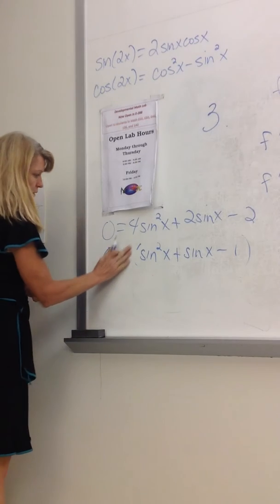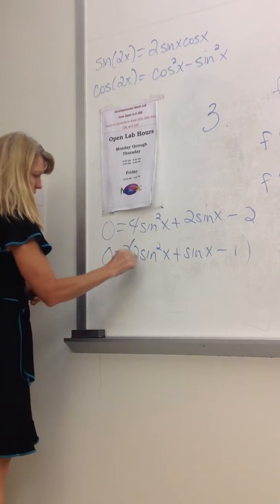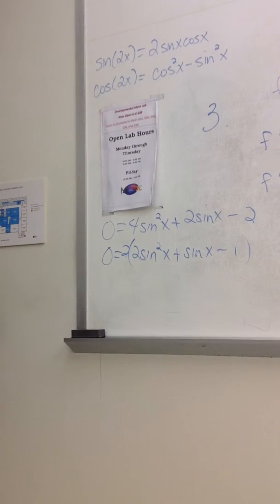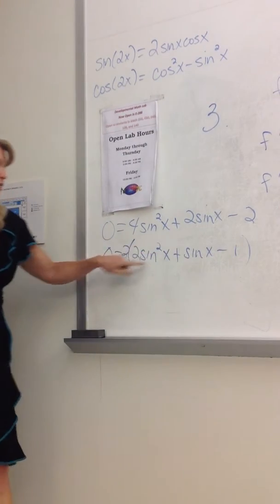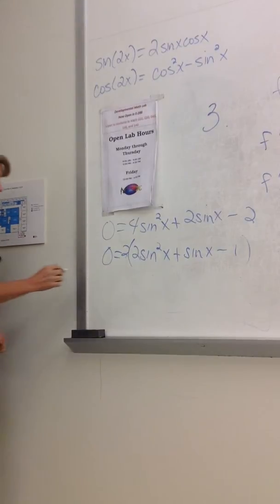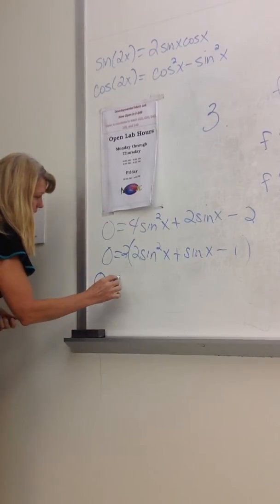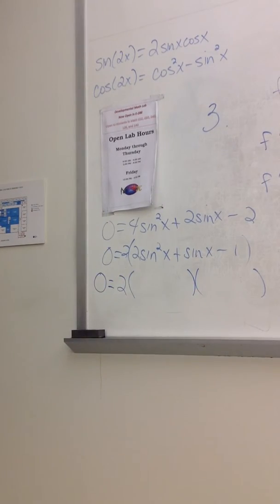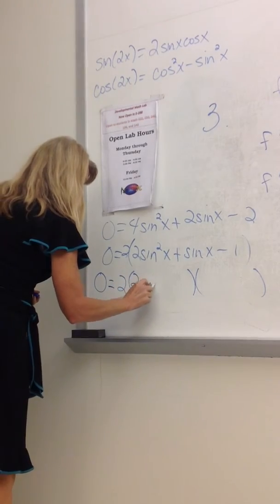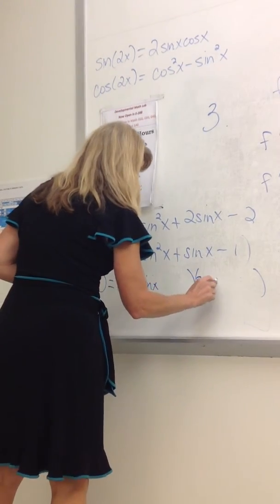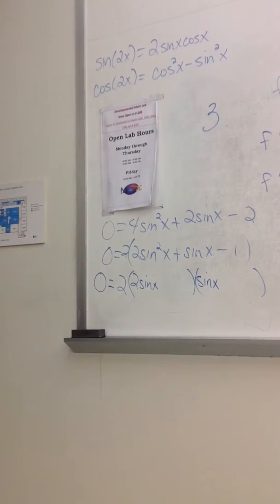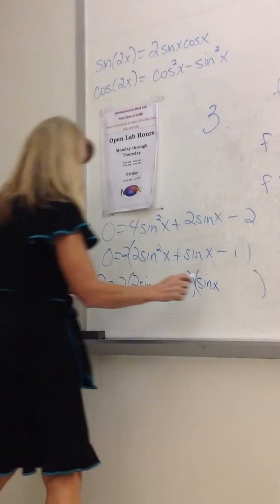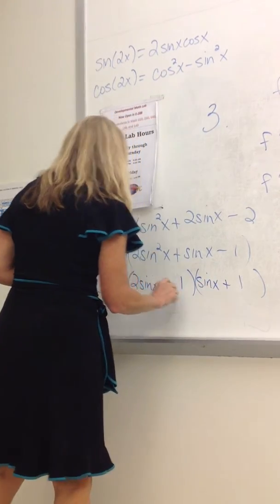Whoops, I need an extra 2 there. Okay, then I have a quadratic form here. I can either use the quadratic formula, but I think this factors nicely, and when it factors nicely, you're better off factoring. So I put 2 times sine of x, and then another sine of x, and then 1 and 1, and then a positive 1 and a negative 1.